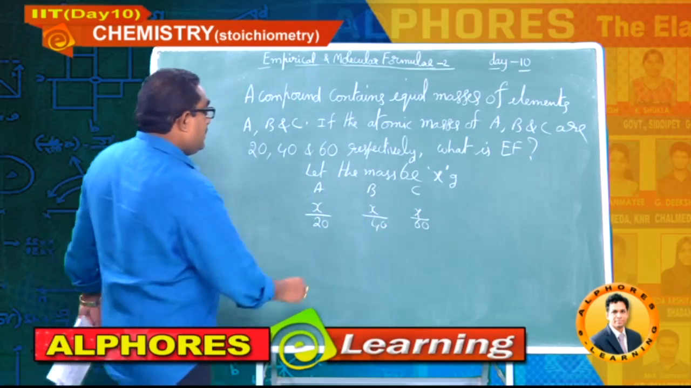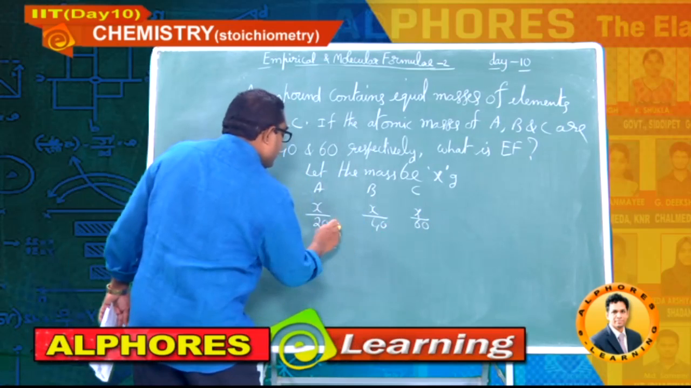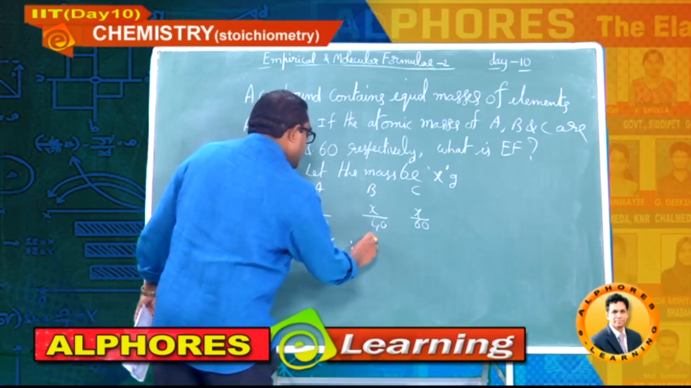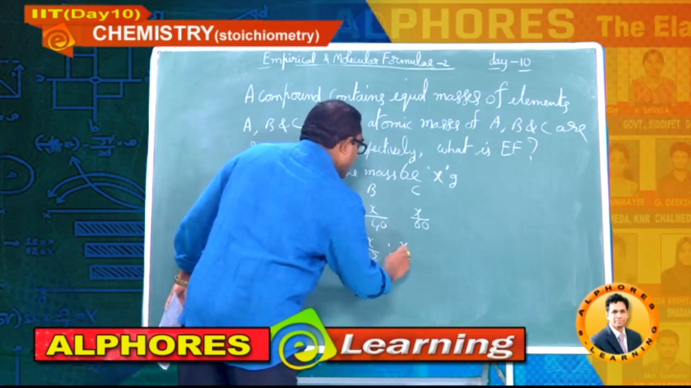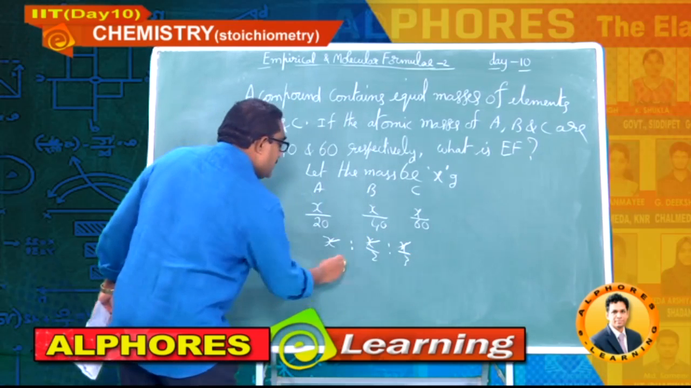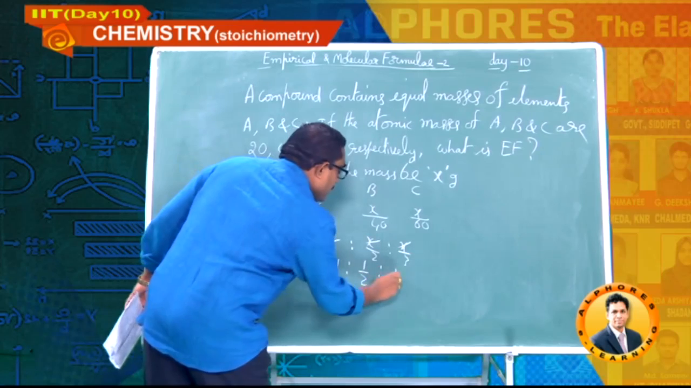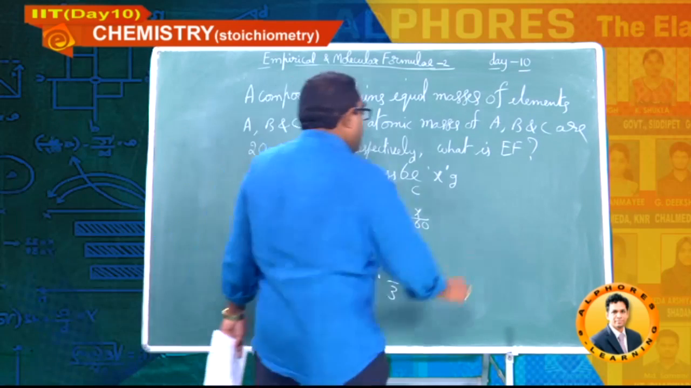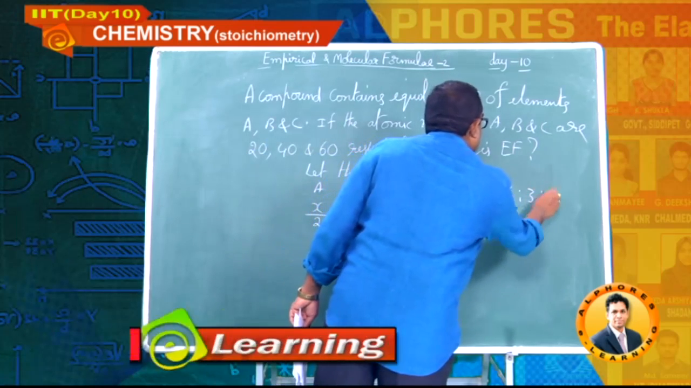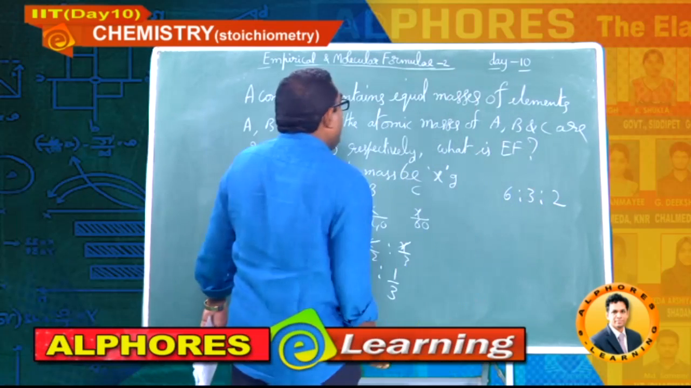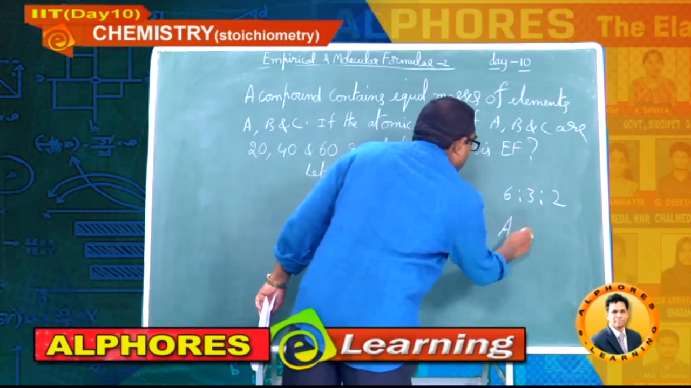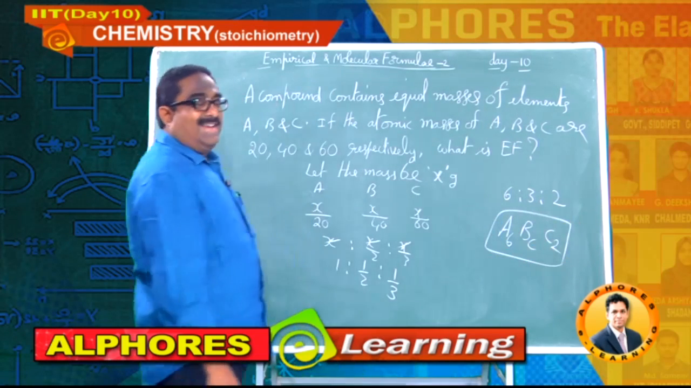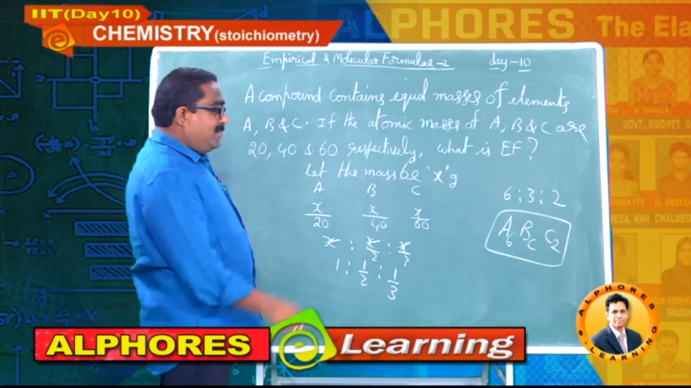Cancel out the common x. x by 20 is 1 by 20, x by 40 is 1 by 40, x by 60 is 1 by 60. Now take out the simple ratio: 6 : 3 : 2. So the empirical formula is A6B3C2. This is the answer. Okay, students, please note it down.